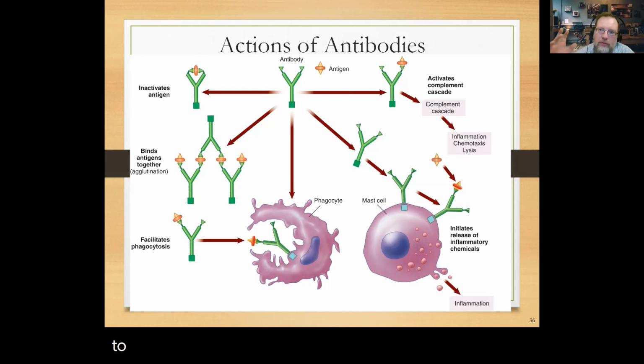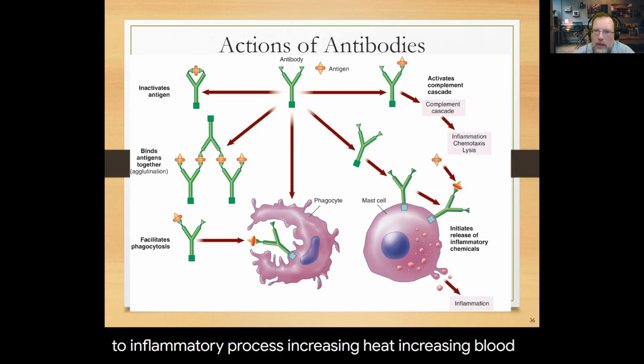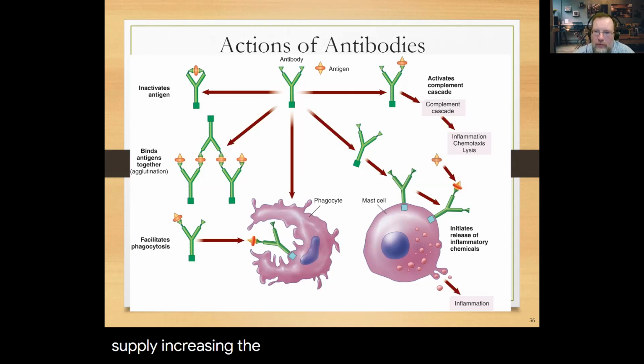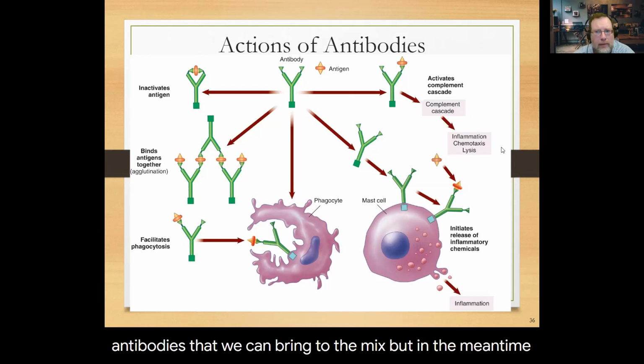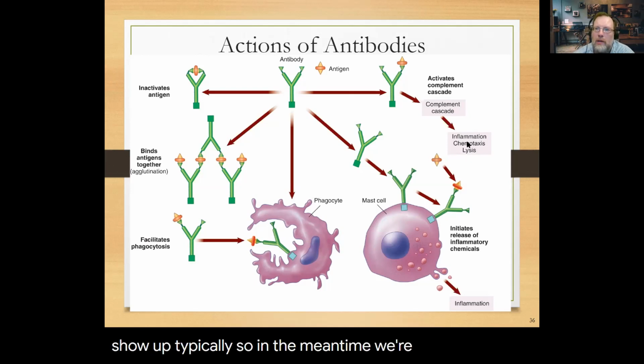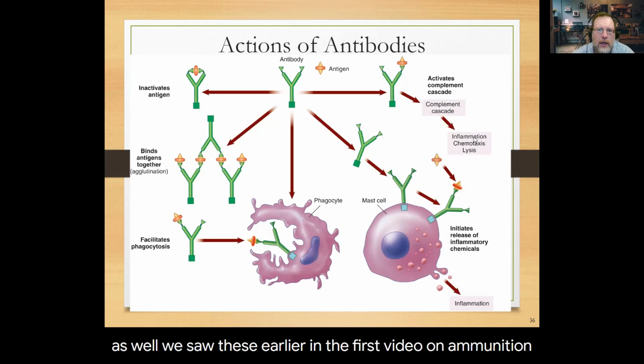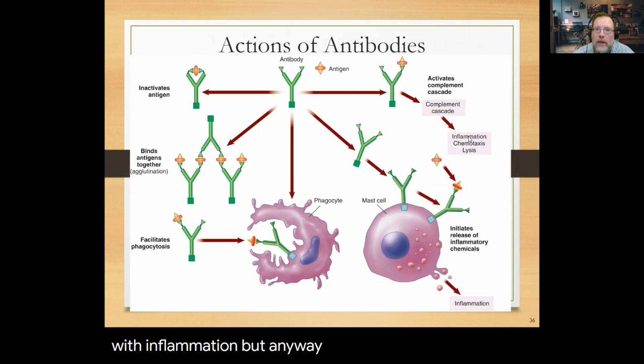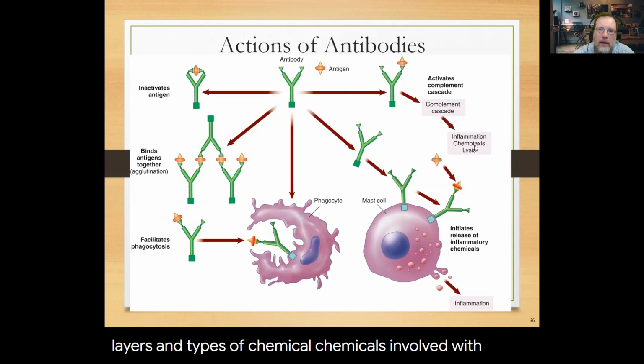And that's going to lead to an inflammatory process, increasing heat, increasing blood supply, possibly increasing the amount of antibodies that we can bring to the mix. But in the meantime, because remember, antibodies take 3 to 5 to 7 days to show up typically, we're bringing in more chemicals to promote inflammation. They call them cytokines as well, and we saw these earlier in the first video on immunity with inflammation. But anyway, there are so many different layers and types of chemicals involved with that inflammatory process.